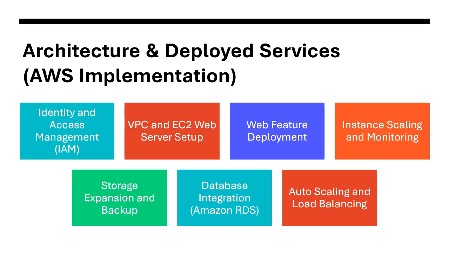So this is basically the architecture and deployed services we used. We used AWS implementation. We've been learning about it all semester, so we're using all we've learned throughout the semester to implement our business idea. I'm going to brush through them quite quickly because we'll go into more detail when the slides come up. From left to right, we've got the IAM, which stands for Identity and Access Management. We have our VPC and EC2 web server setup, the web feature deployments, instance scaling and monitoring, storage expansion backup, the database integration, which used Amazon RDS, and the auto scaling and load balancing.